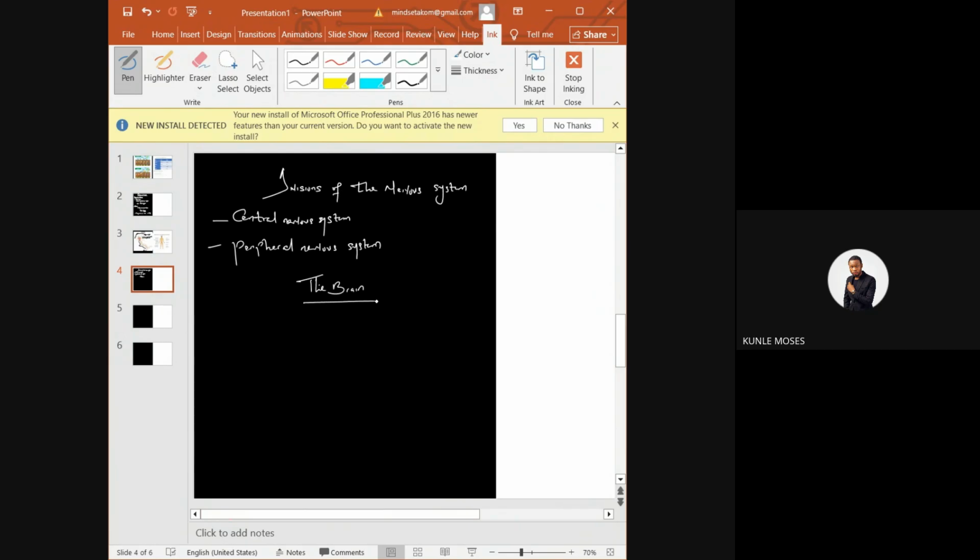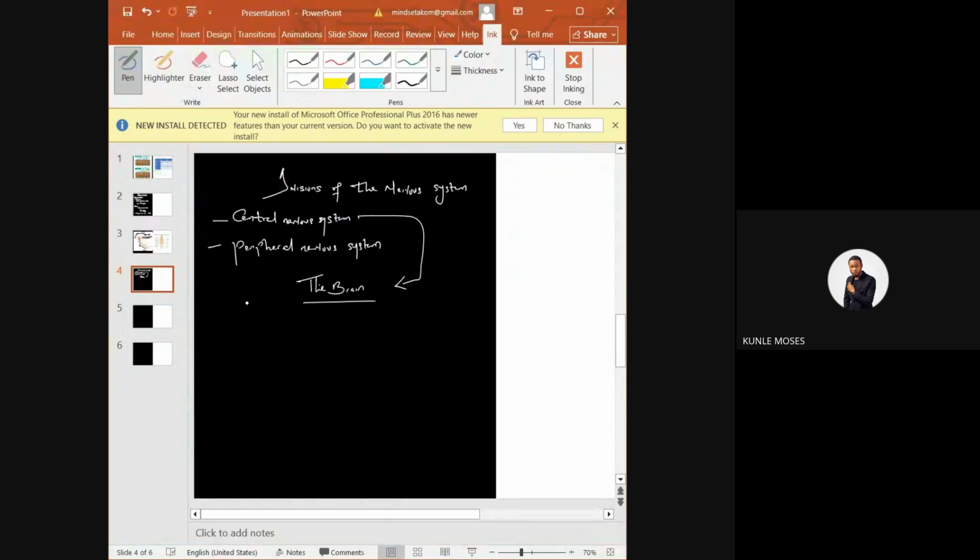Under the central nervous system, let's check the brain. The brain has many functions, and we know where the brain is located, right? Everybody knows where the brain is located. It's located inside the skull. The skull helps to house the brain so that it can give you this protection. It helps to cover the brain.